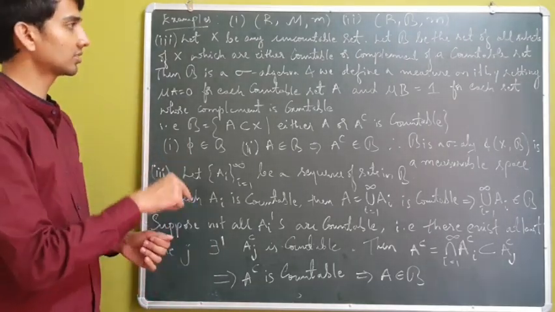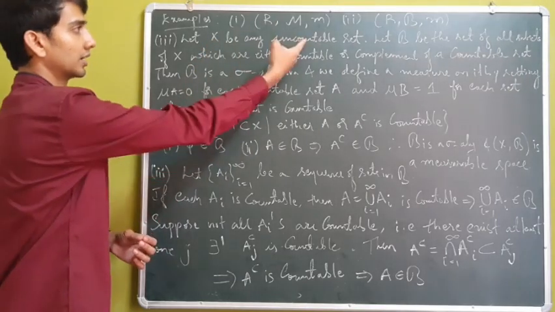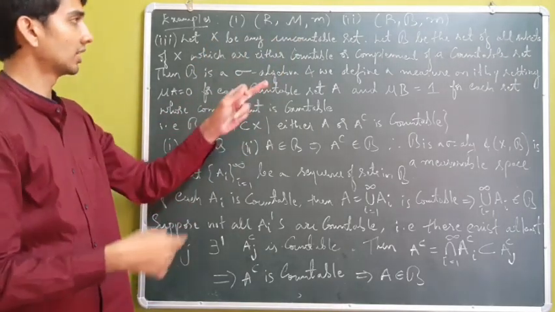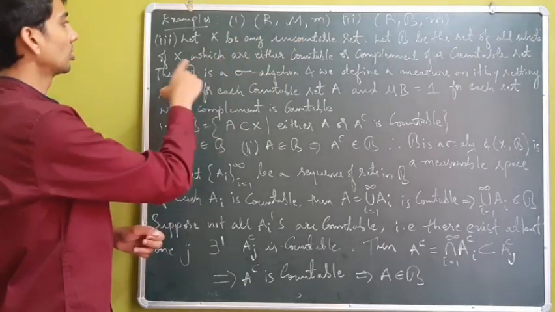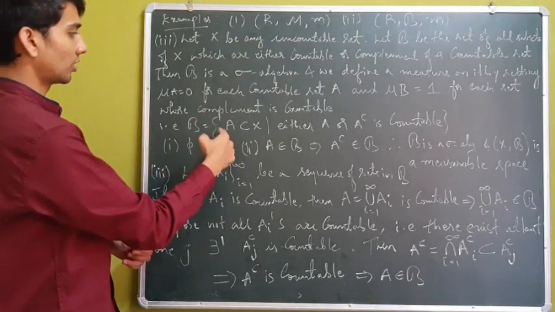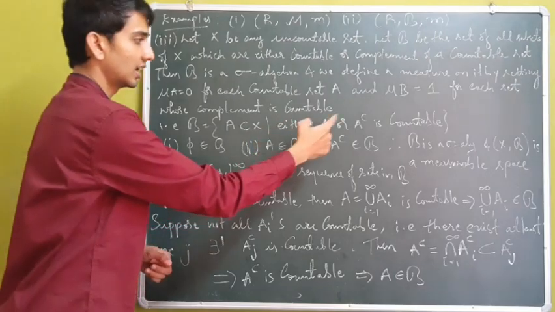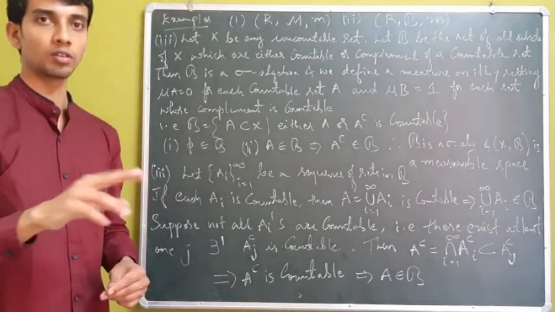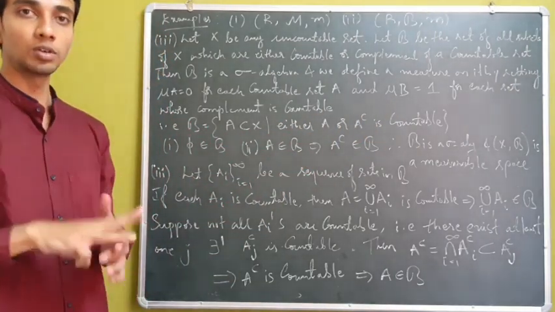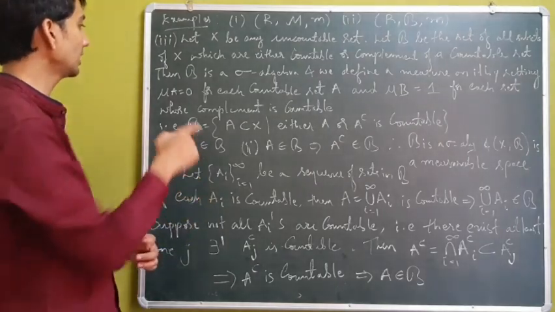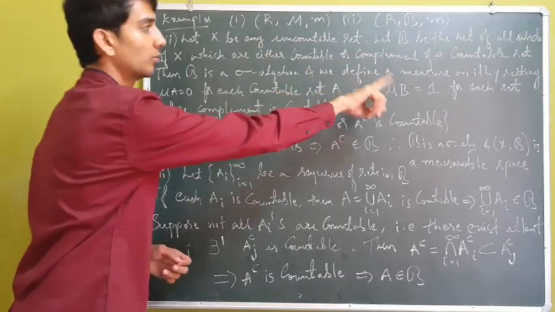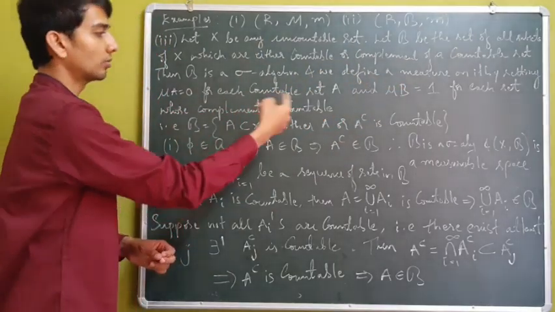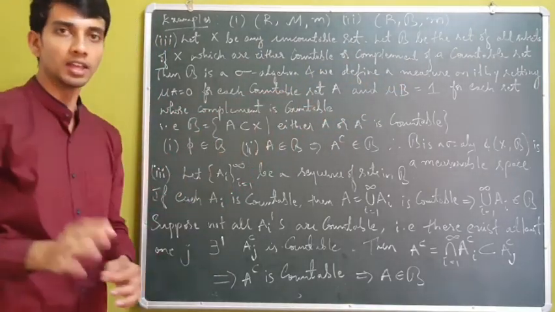So here (X, B, mu), X is an uncountable set and I am having a sigma algebra B where the collection is defined as follows. It is the set of all subsets A of X such that either A or A complement is countable. So I have got X and B. Now, to define a measure mu, I am defining it to be 0 for each countable set and 1 for each set whose complement is countable.